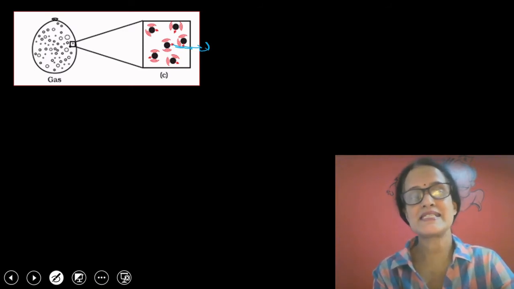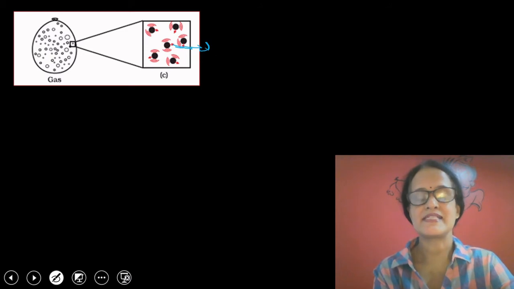Particles in gaseous state have complete freedom of movement because of the presence of negligible interparticle forces of attraction. This is the reason they don't have a definite shape and definite volume. Gases try to occupy the entire available space. That's why the volume of gases will be the volume of the container.